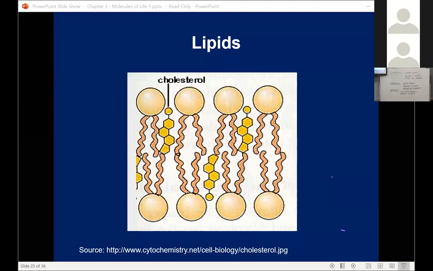Okay, here's an example of cholesterol as a component of cell membranes. Cholesterol inserts itself in between the phospholipids, specifically in between the fatty acid tails. This fused 4-ring structure is hydrophobic, so it can get in between the fatty acid tails. This part right here is a hydroxyl group. Hydroxyls are a polar functional group, so they're going to want to interact with the hydrophilic phosphate heads.